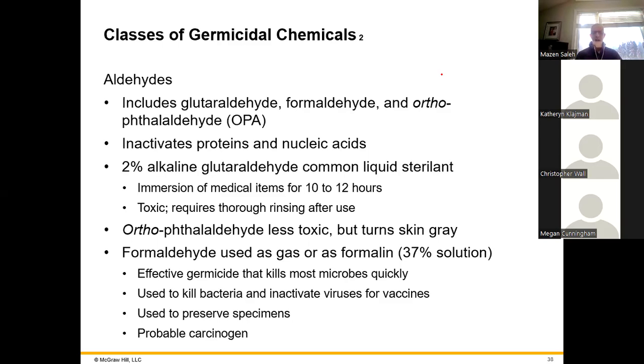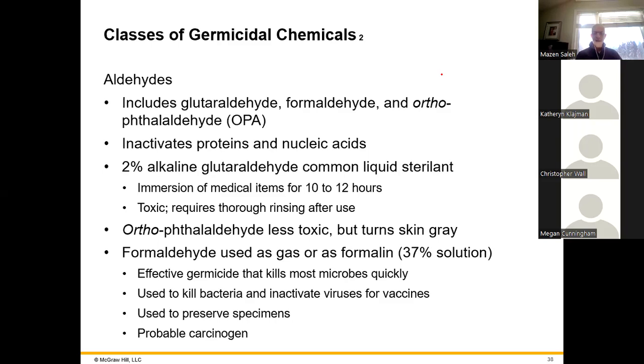And again, they do suffer from the limitation of being more toxic than alcohol, which means that you need to thoroughly rinse them after being immersed for 10 to 12 hours. The OPA is less toxic than both glutaraldehyde and formaldehyde, but it does change the skin color. Okay, an obvious disadvantage, it turns the skin gray. Formaldehyde can be used as a gas, as formalin, a 30% solution.